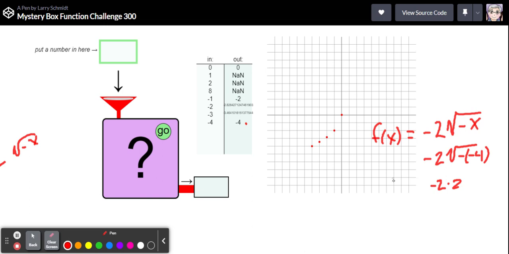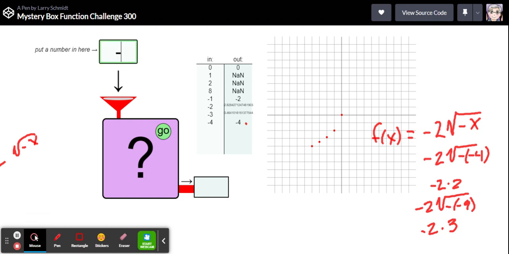Let's maybe predict. What if we put in a negative, well, let's put in a -9. So -2 times the square root of -9. So -9 is a +9. Square root of that is 3. So -2 times 3, that's -6. So if I put in a -9, we should get out a -6. So let's try that. -9 and -6. So I think we've got this.